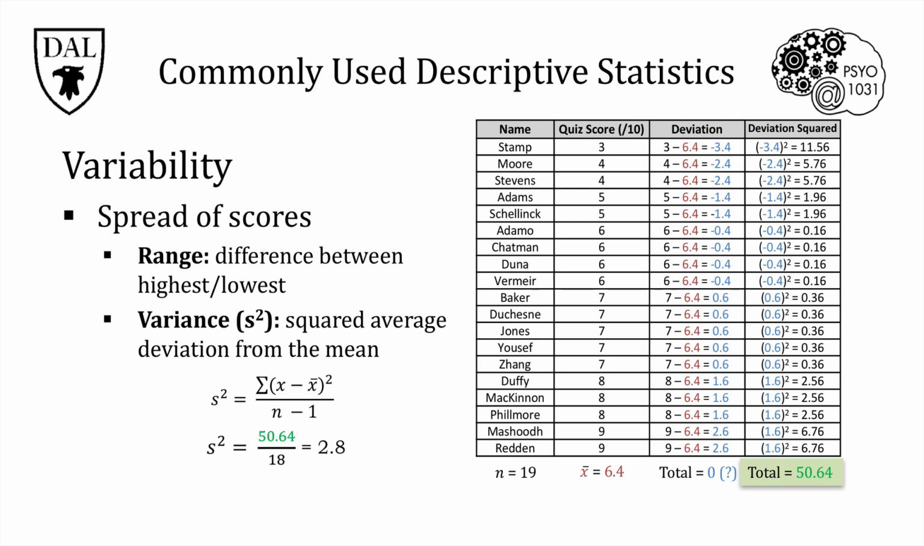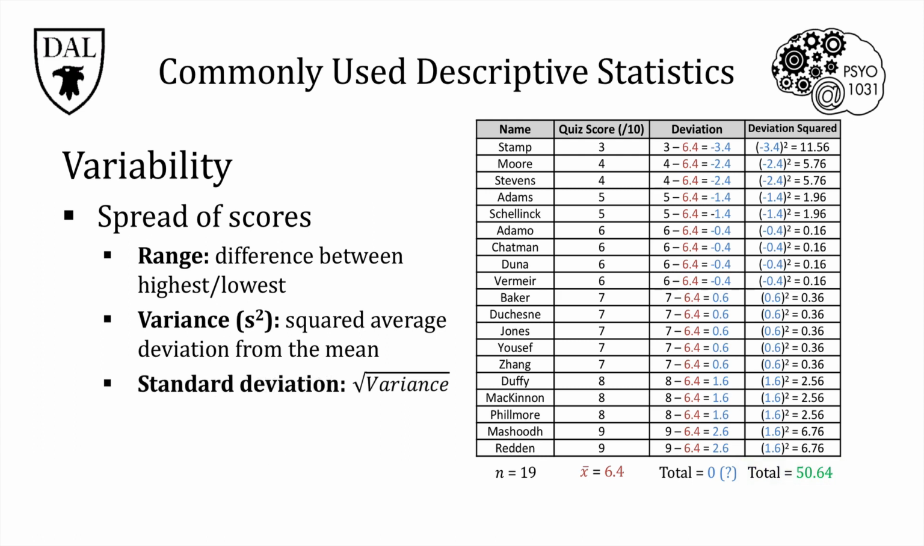If you're wondering why it's n minus 1, which is different than n that we used for the average, don't worry about that right now for our purposes. Some clever statistician calculated that n minus 1 is more accurate to predict variability than just dividing by n. Now what you'll see reported more often is the standard deviation. This takes the square root of the variance, and the number we get is roughly 1.7. This is in the same form as the scores that we used to get the mean in the first place.